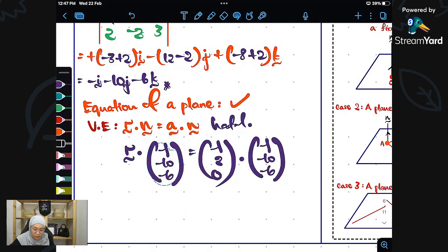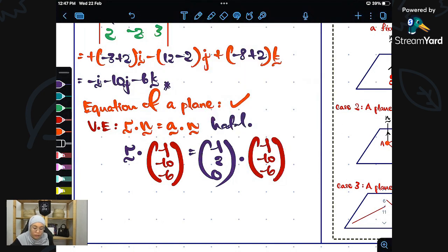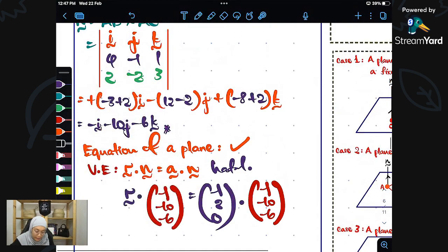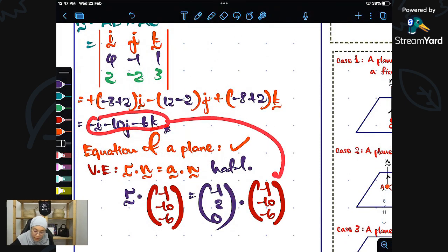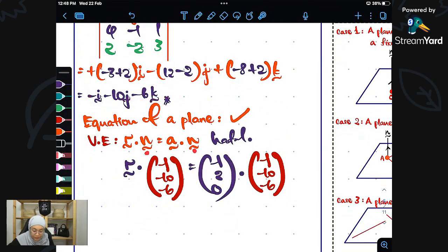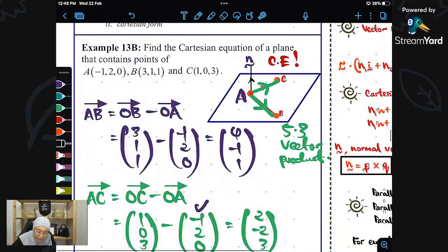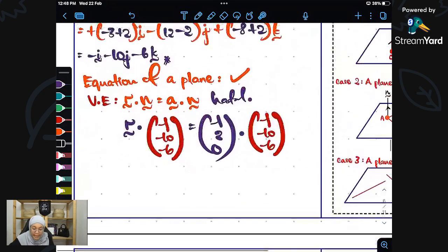Maybe I should use this red color to indicate that this is a very, very important normal vector that we have to find. Okay, this is the normal vector. Substitute it into our formula. The position vector A, I know this is the letter A, but you choose the point that you make your focal point. You choose the position vector that you start with as your aim.